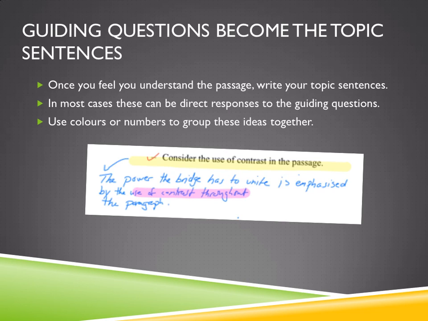The second guiding question is saying, consider the use of contrast in the passage. So I'm saying the power the bridge has to unite is emphasized by the use of contrast throughout the passage. So the fact that we're uniting contrasting elements. And I mentioned some of those before. So if we have a look at the passage, here are some of those. This is the pink highlighter going through the passage now, highlighting the use of contrast.